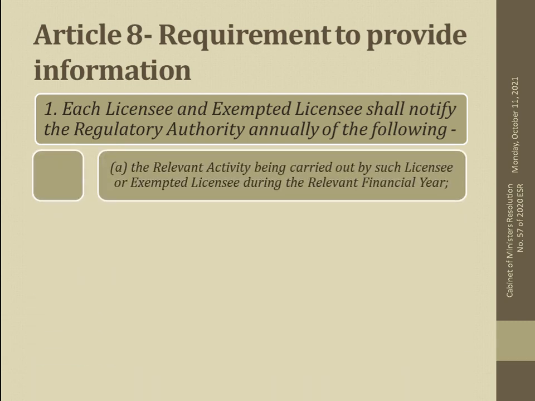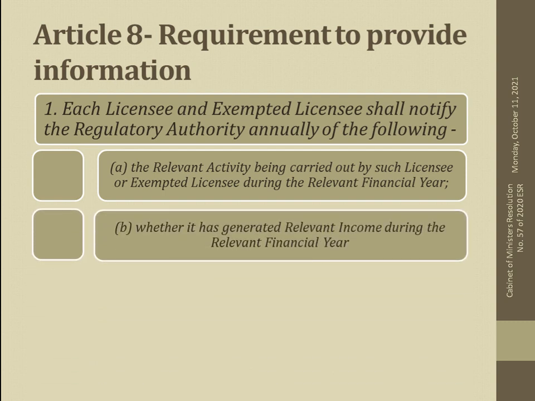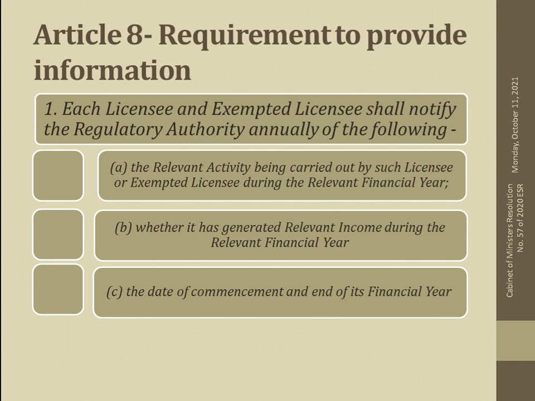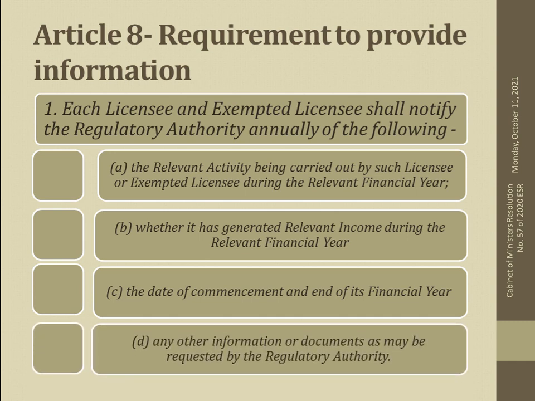What does point number one say? Each licensee and exempted licensee shall notify the regulatory authority annually of the following. Point A, the relevant activity being carried out by such licensee or exempted licensee during the relevant financial year. Point B says whether it has generated relevant income during the relevant financial year. All these points we have to notify to the regulatory authority. Point C says the date of commencement and end of its financial year. Point D, any other information or documents as may be requested by the regulatory authority.